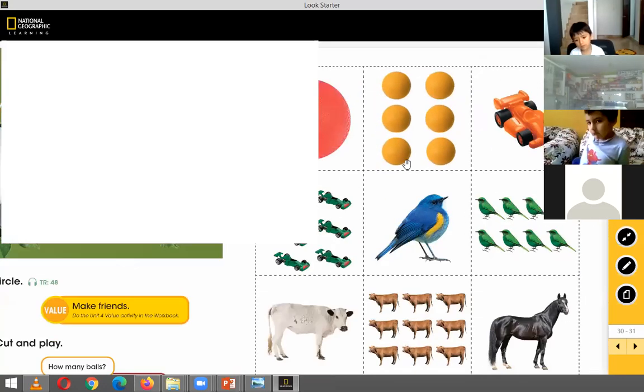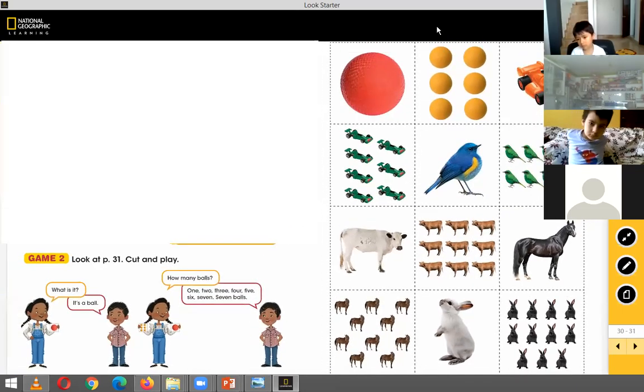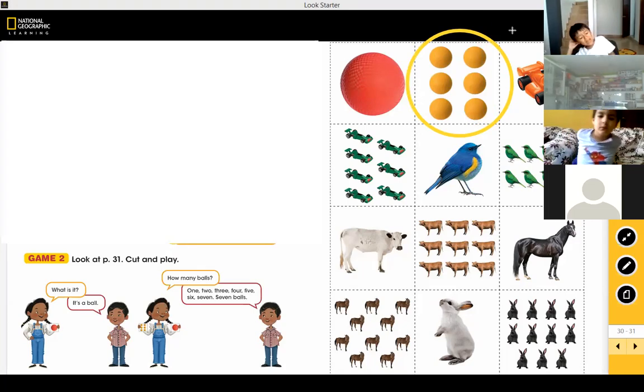Now, the next question. La siguiente pregunta, please, Iram, hazle la siguiente pregunta. La siguiente pregunta es la que está aquí abajo. ¿Cuál es la pregunta? How many balls? A ver, pregúntale, Iram. Excuse me, Jared, dile. Vamos, vamos, Iram. Excuse me, Jared. How many balls? Excellent, ¿no? Le estás preguntando cuántos balls, cuántas pelotas. A ver, Jared, how many balls, please?